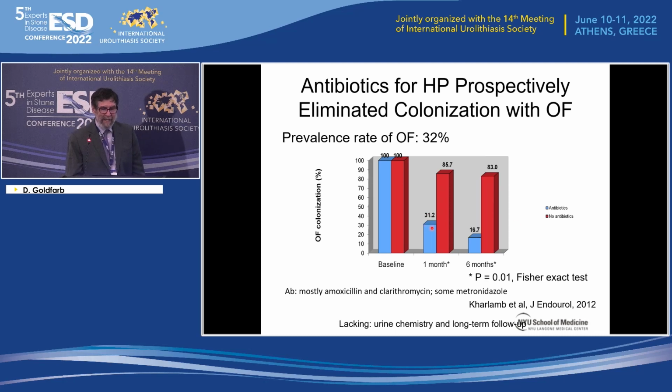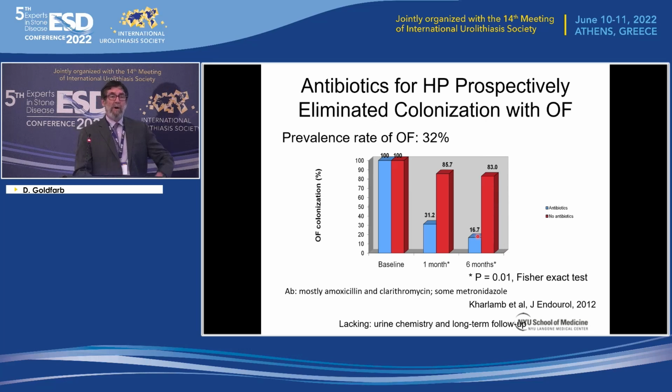The patients who got antibiotics, in blue, were down to 31%. The patients who did not get antibiotics were at 86%. At 6 months, this was a persistent change. That remained true: if you got antibiotics, you were much less likely to have Oxalobacter in the stool, while the patients who didn't get antibiotics, the control group, were important.